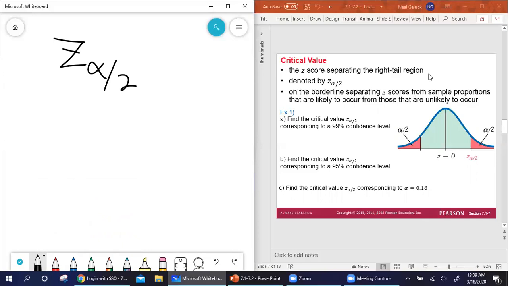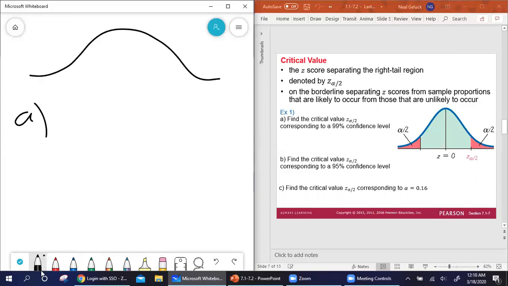So on example A, find the critical value corresponding to 99% confidence level. Well, I'm basically saying inside of the curve, I want 0.99. That means the area in both tails, both of these tail areas together, is going to be the remaining 0.01. But I have to divide it in half for each tail.